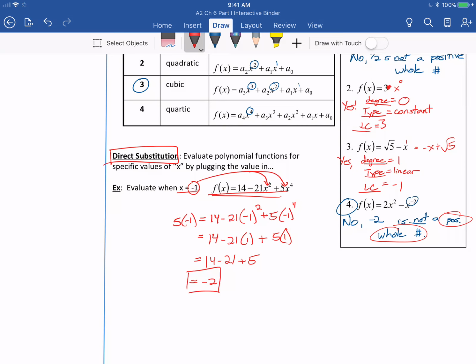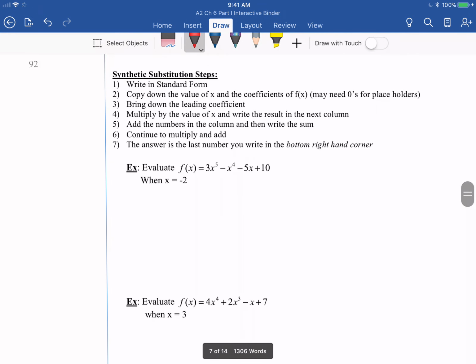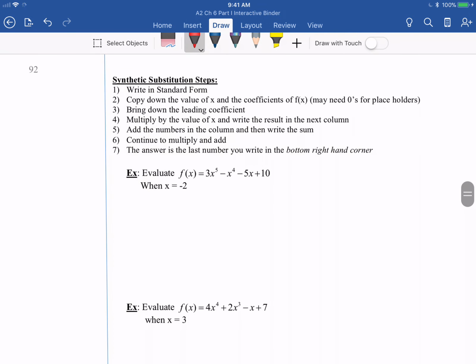Perfect. Now as I go down here to synthetic substitution, this is something that's new to you. You haven't seen this before, but we're going to do this a lot throughout this chapter 6. I think it's a lot easier and a lot quicker to synthetically substitute, and it shoots out our answer for us. I'm just going to jump into an example here. You have these 7 steps here for you if you need them, that's great.